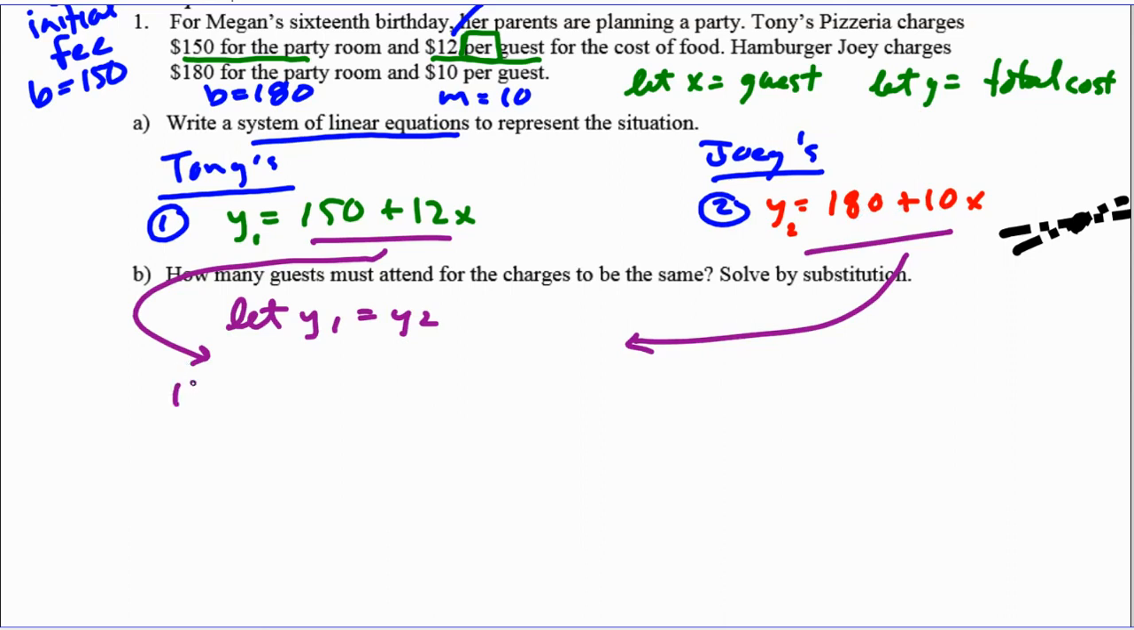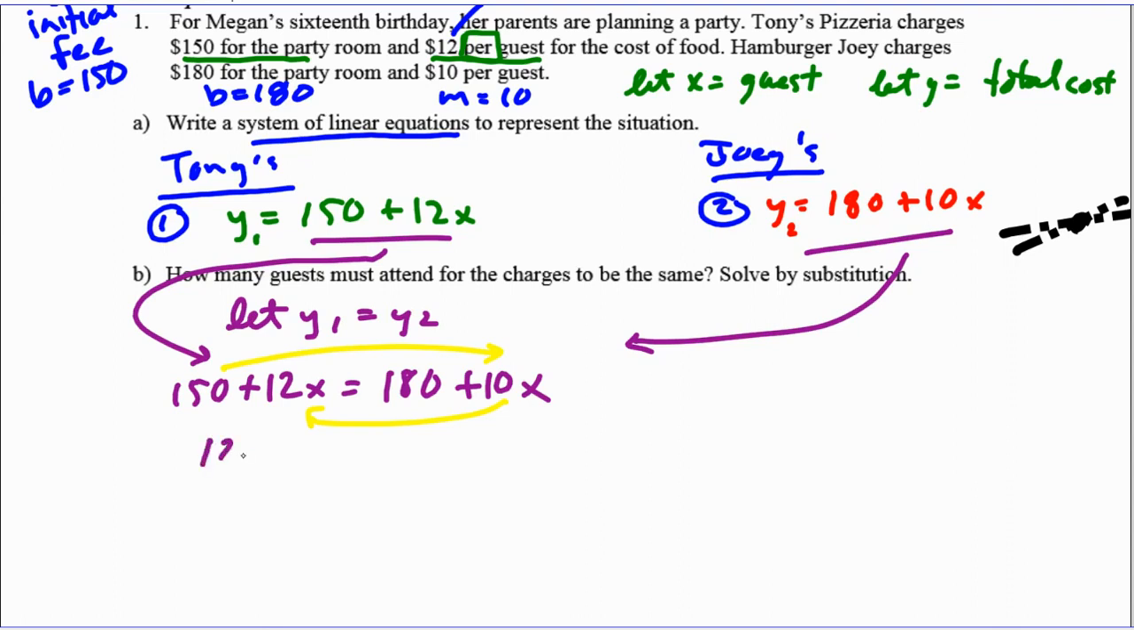So we have 150 plus 12x equals 180 plus 10x. And again, we've gotten rid of the y's, so now we're just collecting like terms with the x. The 12 is larger, so I'm going to bring the 10 over to the 12. So I want to have a positive value for the x. And then we need to isolate the other numbers.